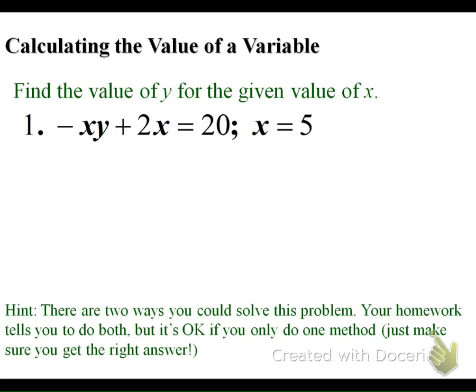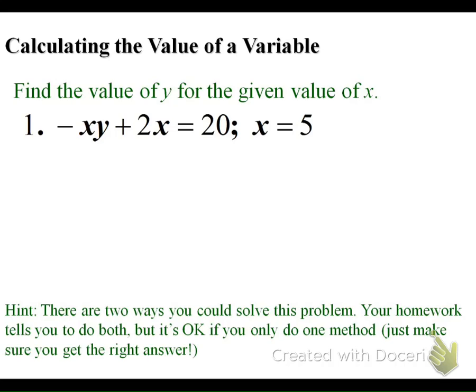I think it's easiest to get rid of the x's right now, replace them with 5s, and then get the y by itself. Your homework wants you to do both ways. Pick one way. You don't need to do the same problem twice. It's just going to take up extra time this weekend. Okay? So I'm going to show you the way that I prefer to do it. If you want to see the other method as well, we can do that when we're done.